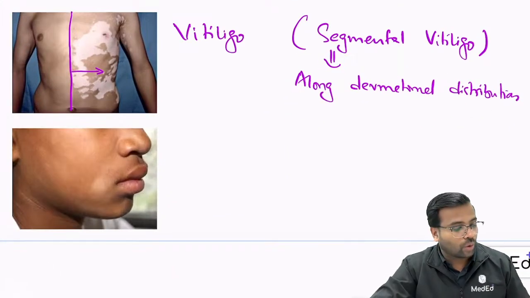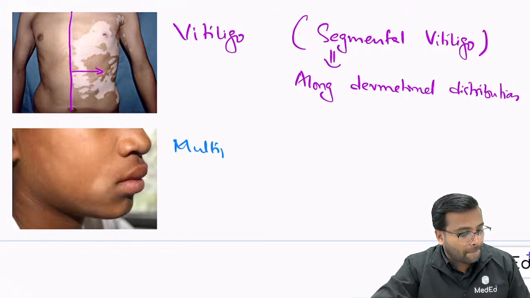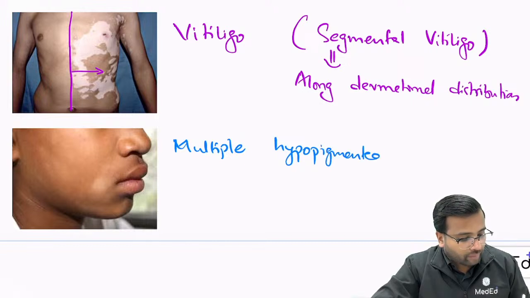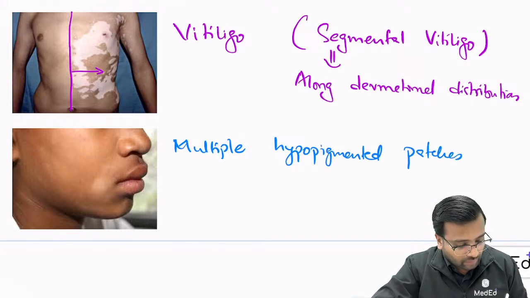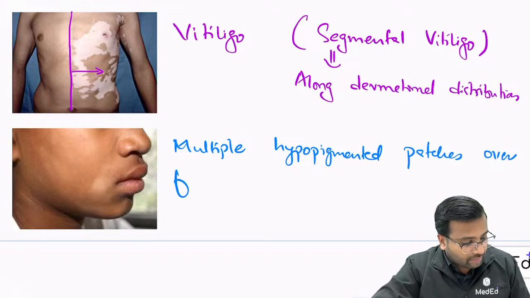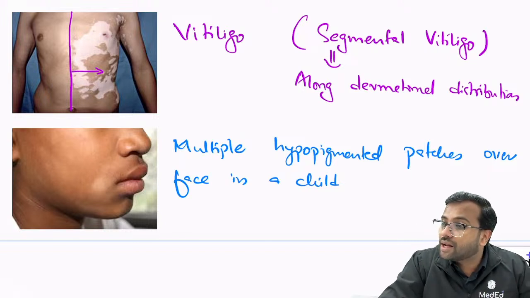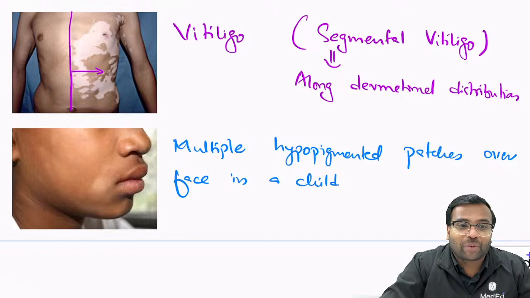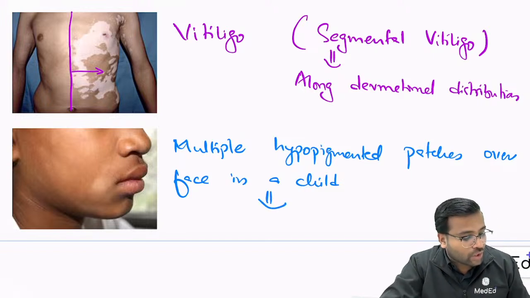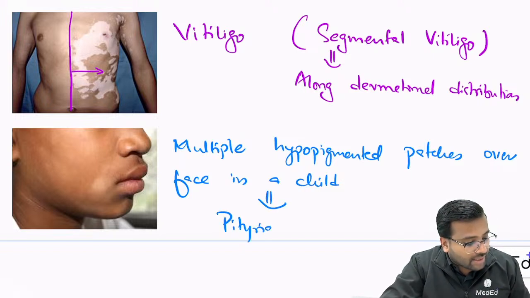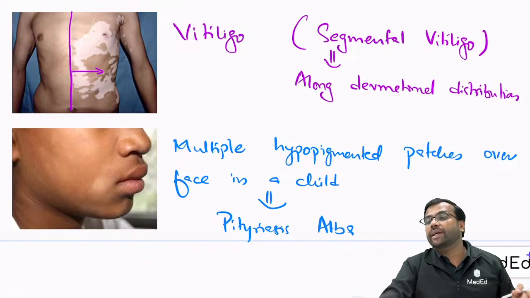Okay. So I'll just write about this thing. Multiple hypopigmented patches over the face in a child. So when there is a child who is having multiple hypopigmented patches, Hariharan is ready with the answer now. So Hariharan has said कि यह diagnosis हो गया pityriasis alba. So this is going to be pityriasis alba.